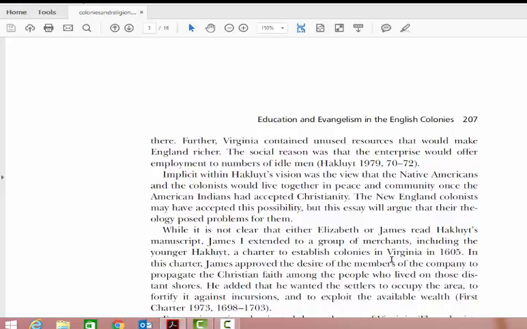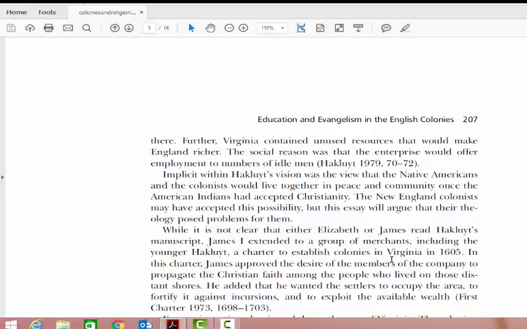It says right here that the colonists would live together in peace and community once the American Indians had accepted Christianity. The New English colonists may have accepted this possibility, but this essay will argue that their theology posed problems for them. So one of the original charges of the colonists, from the charter by James and by Elizabeth, was to convert and to preach the Christian faith to the Native Americans.